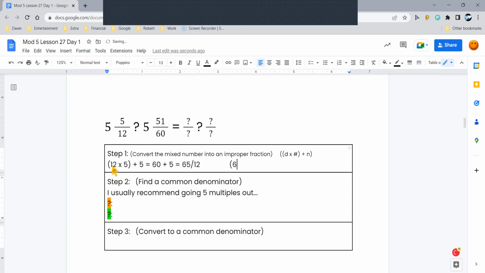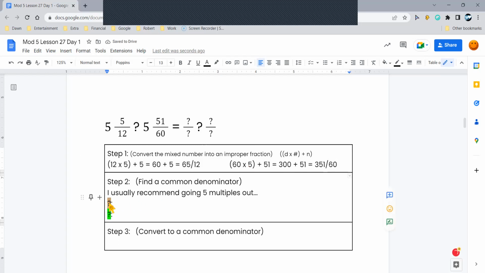So this one is 60 times 5 plus 51. So 60 times 5, 5 times 0 is 0, and then 5 times 6 is 30. So that's 300, and we add 51, which gives us 351 over 60.